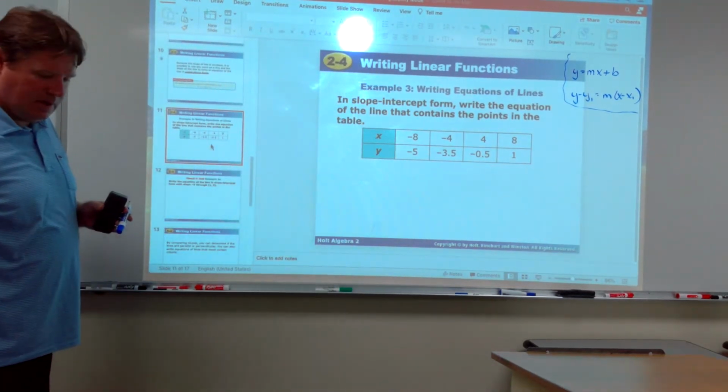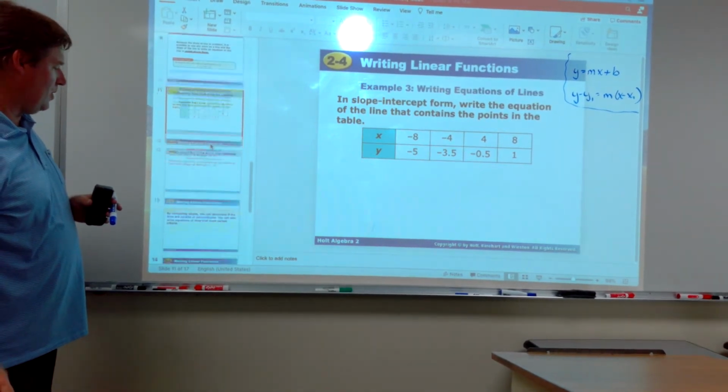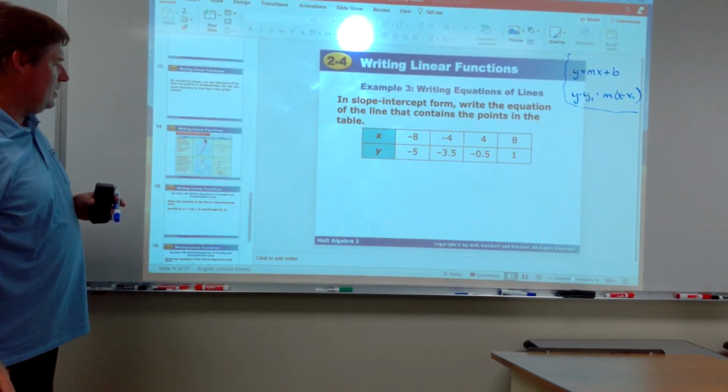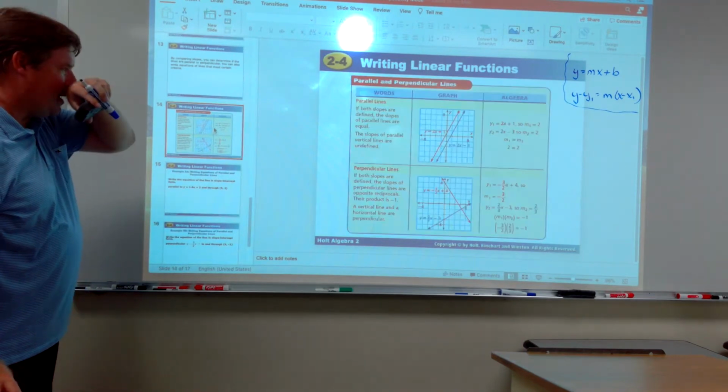Okay, so there we go. So that's using that point-slope form. That's kind of a good one to use. Now, a couple other things. We'll use that again here a couple times.